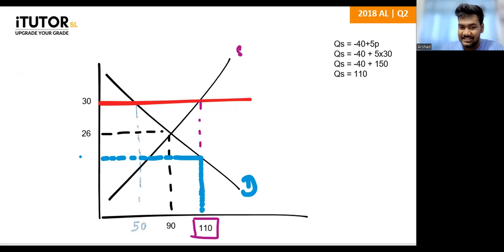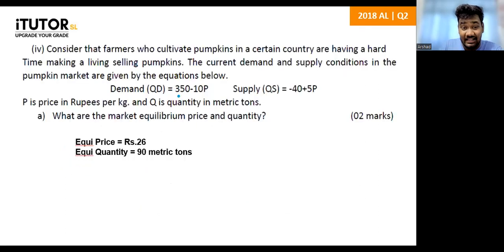How do you find out this case? So this price over here now, you need to find this. What is the price the consumer is willing to pay to buy 110 kilos? So you can take the demand equation. What is the demand equation? 350 minus 10p. So put 110 to QD and see when will this be.